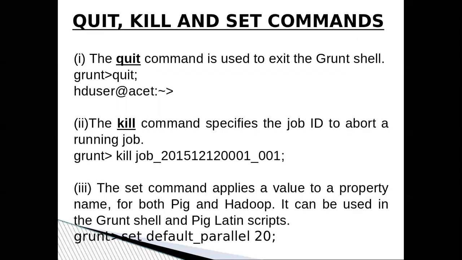Then we have another set of commands: quit, kill, and set. The quit command is used to exit the grunt shell. You can exit the grunt shell in 2 ways, either by writing quit at the grunt prompt, or by pressing Ctrl D. Then there is a kill command. For example, if a lot of jobs are running and you want to abort a running job, you don't want it to finish, so you can use the kill command for that.